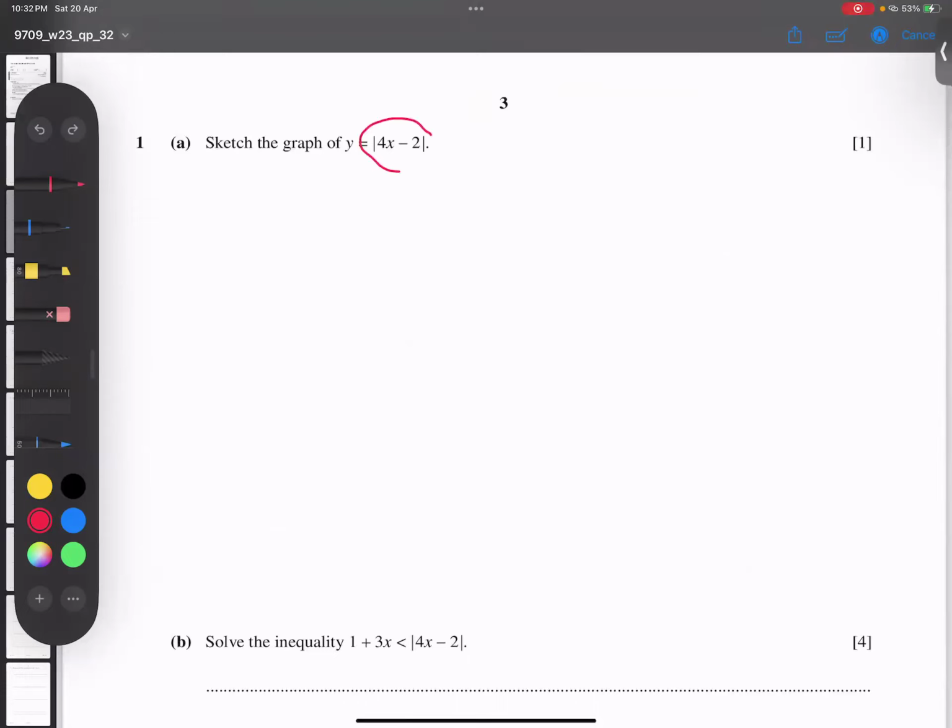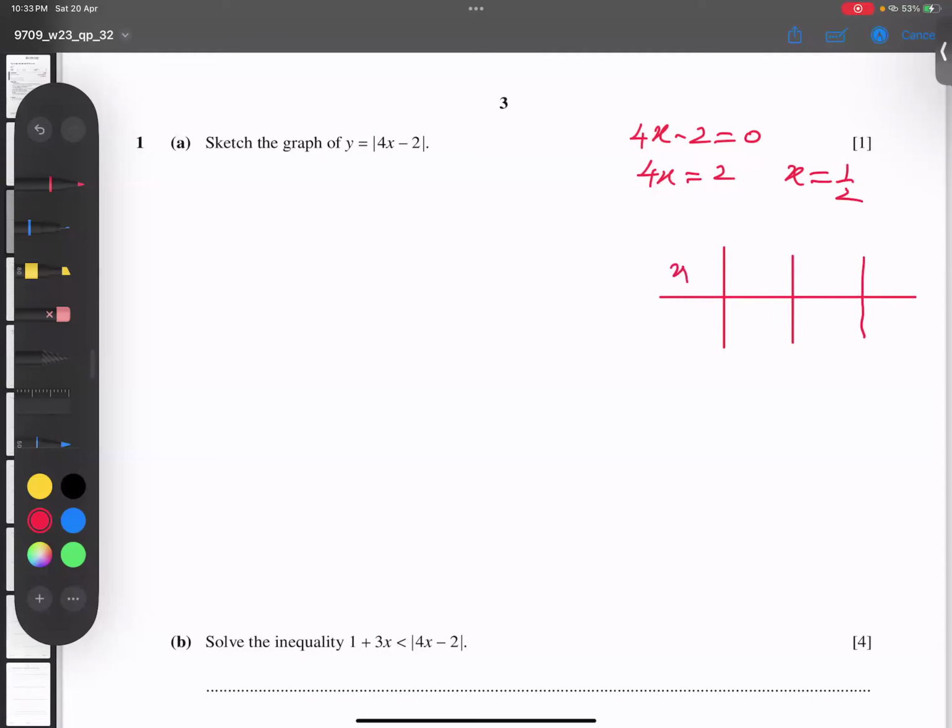Whenever a modulus function comes, students, the method is to put whatever is inside the modulus equal to 0 and get the x value from here. That is coming out as a half. So we take 3 values minimum, or you can take even more, no issue at all.